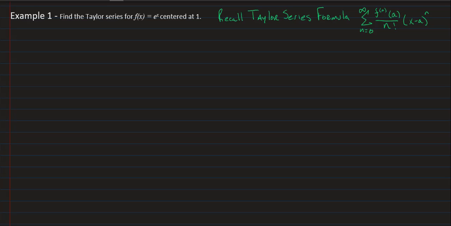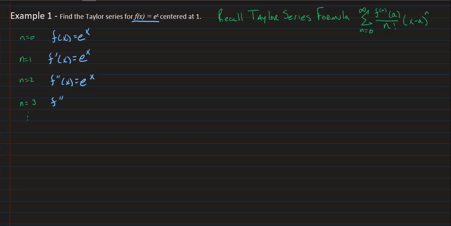When we're asked to find the Taylor series for a function, we start by finding the derivatives. Our function here is f of x equals e to the x. When n is equal to 0, that's just the function, f of x equals e to the x. When n is equal to 1, we're going to look at the first derivative, and the derivative of e to the x is still e to the x. The second derivative is also going to be e to the x. The third derivative will also be e to the x.